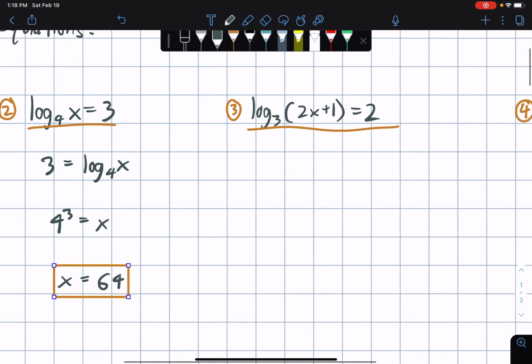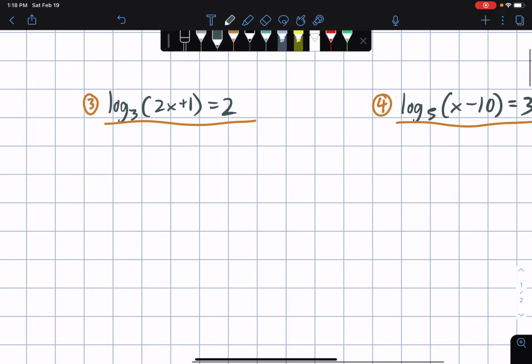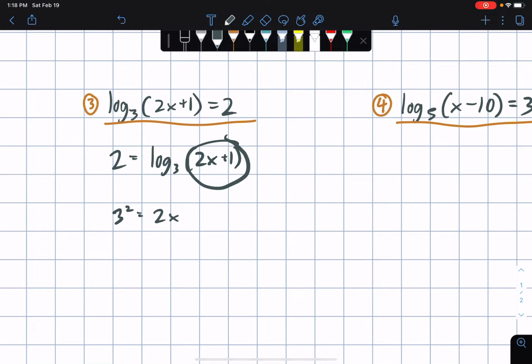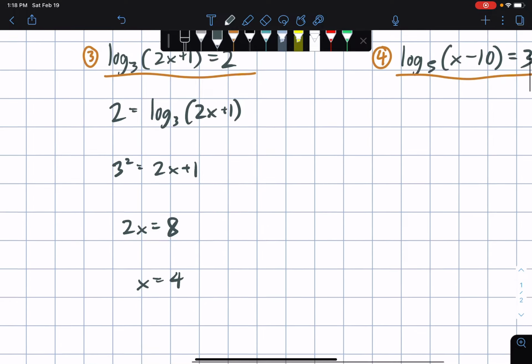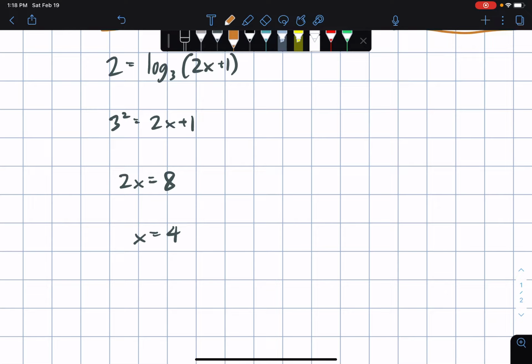For number 3, we swap the values again, write it in this fashion, and 3 will be at the left side, 3 raised to 2, then eliminate the log. We copy what's inside the parentheses. So yeah, 2x is equivalent to 9. Transpose 1 to the other side, we get minus 1. 9 minus 1 is 8. So x is equivalent to 4, because 8 divided by 2 is 4.